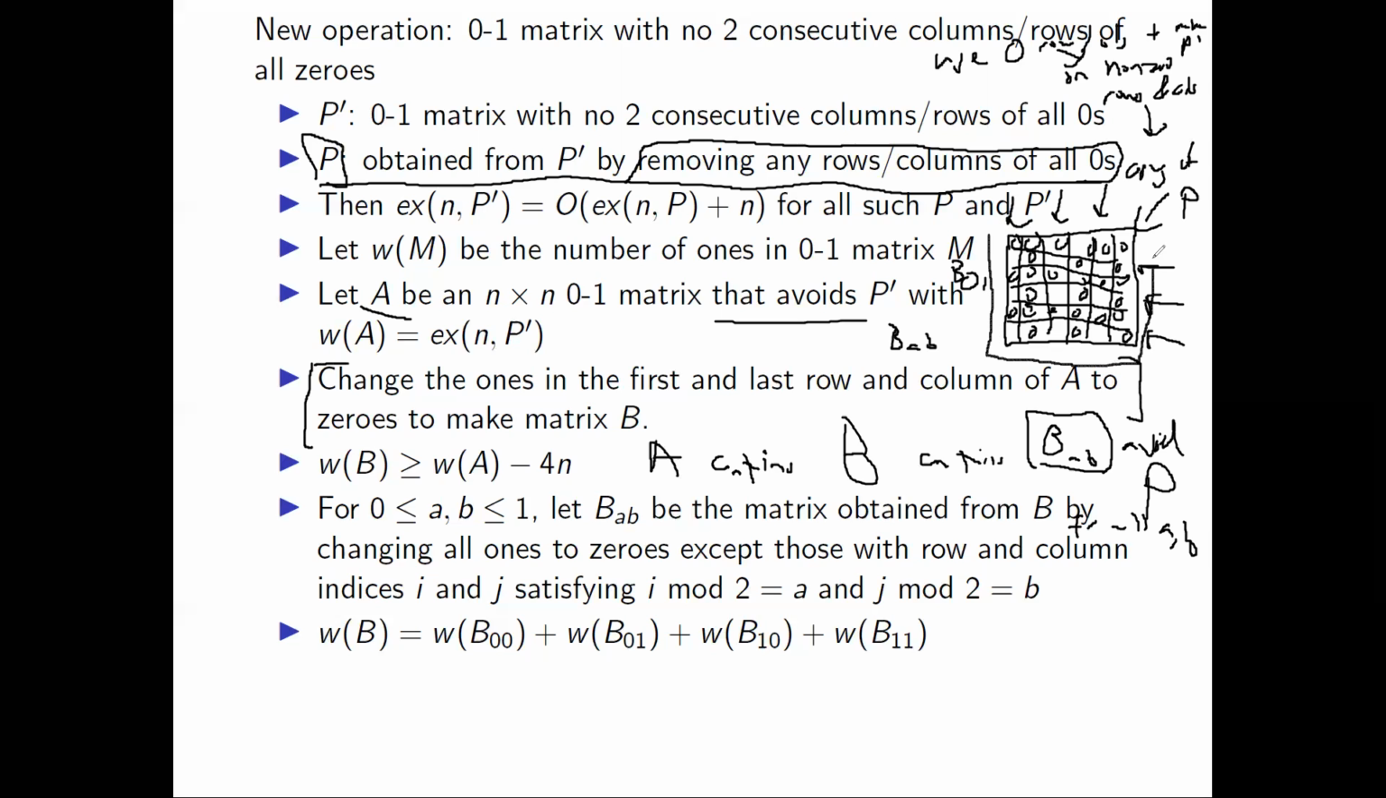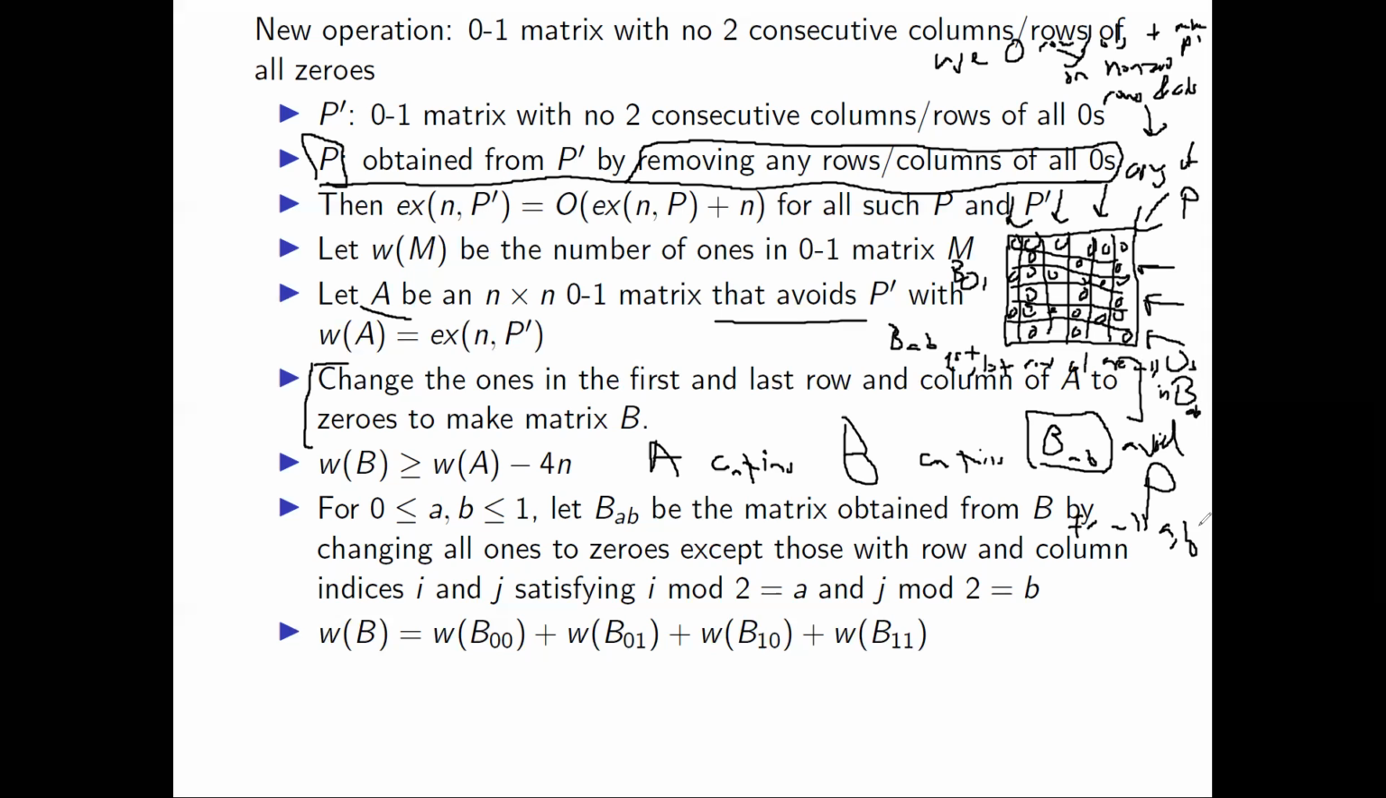So this BAB matrix, we're guaranteed to have all zeros in the first row and column. The way I drew it around that, it's not necessarily going to be drawn like that, but I'll just put a note here. The first and last row and column are all zeros in B sub AB.